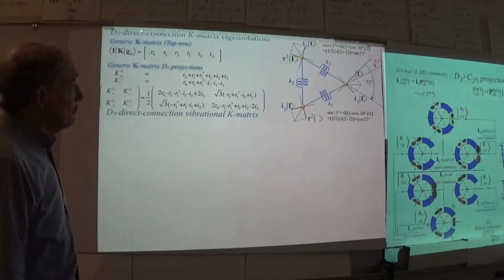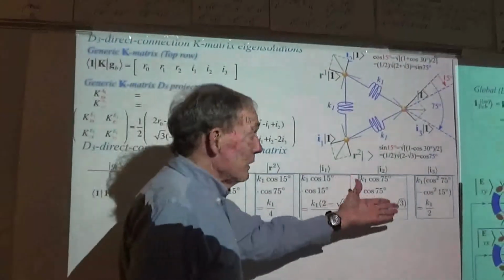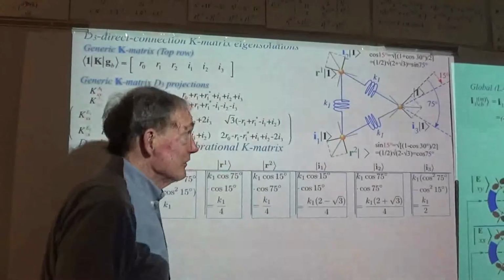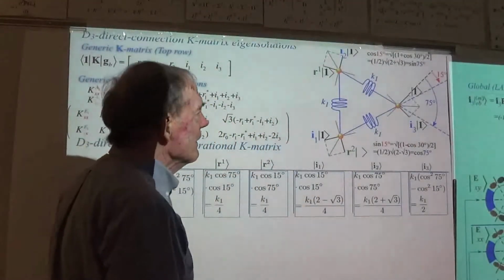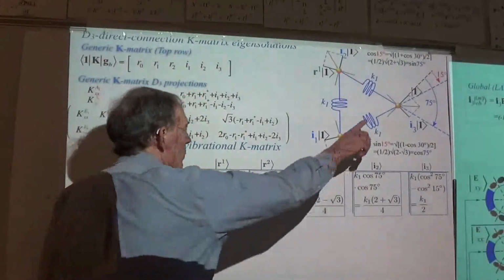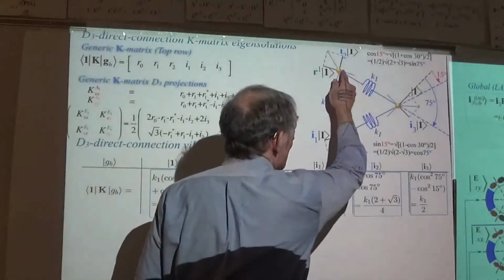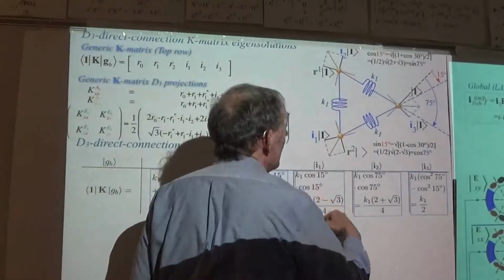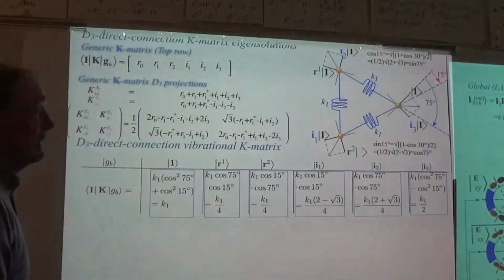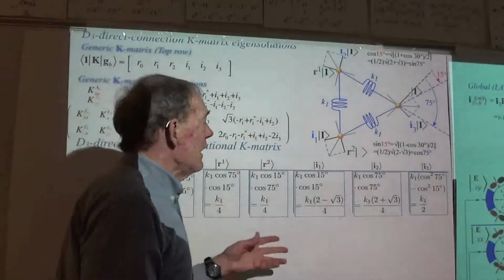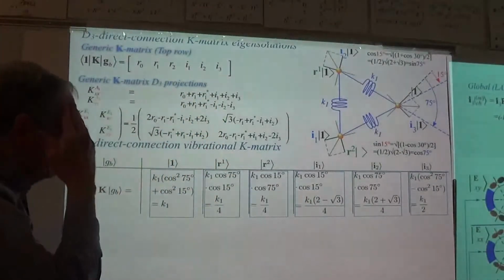Anyway, with a direct connection, these are the actual angles that the direct connection makes: the 75-degree angle between the number 1 coordinate and the connection to number 2 up here, and so forth. Those are all necessary. And the cosines of 15 and 75 degrees are kind of weird numbers, 2 plus or minus the square root of 3.